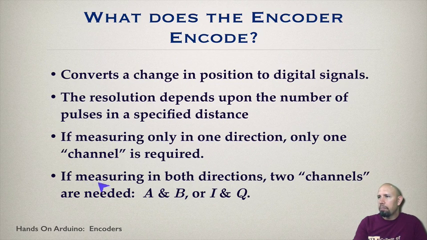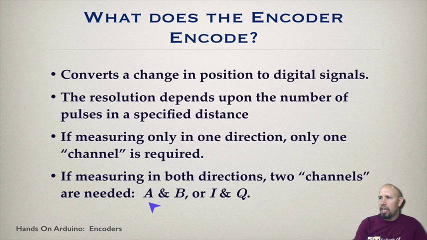If you're measuring in both directions, you need more information than just one channel, because one channel alone won't tell you how far you've gone. Remember, you can go fast, you can go slow with this thing. If you're just using one channel, it has no way of knowing whether you're going forward or backwards. So in order to know whether you're going forward or backwards, you actually need two channels to keep track of this.